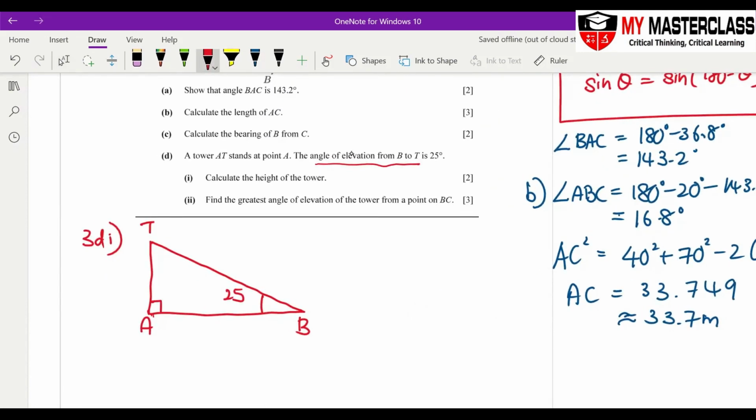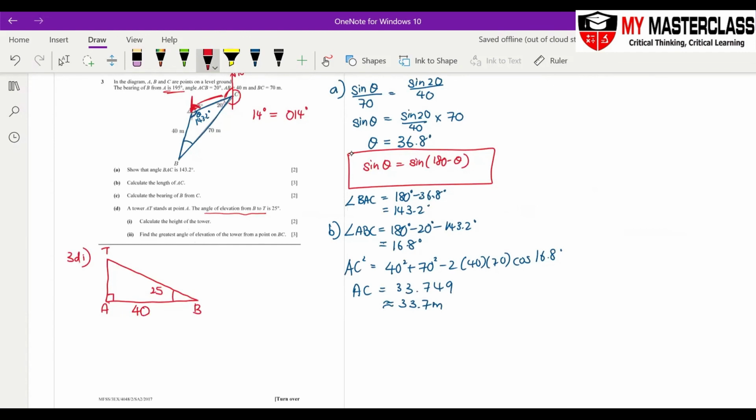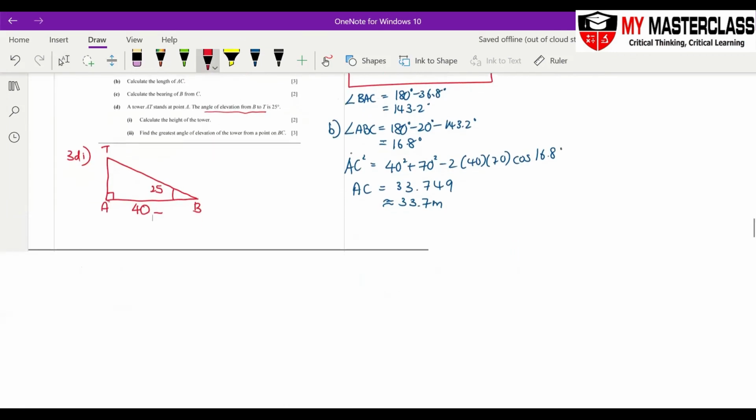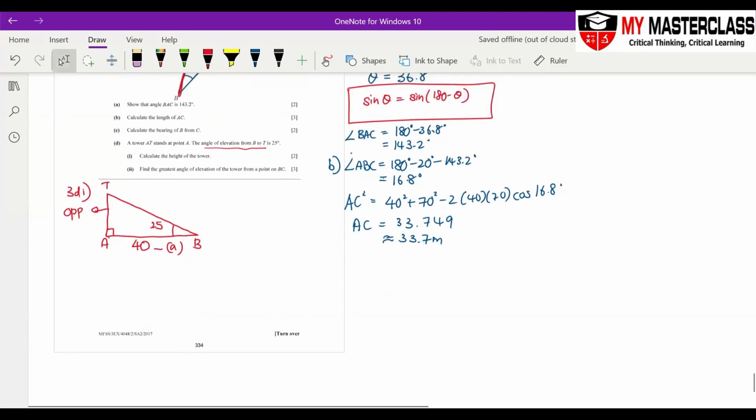Understand? A to B is how much? A to B is 40. So 25 is here. Basically, this 40 is called the adjacent. AT is called the opposite. Opposite and adjacent. Jerica, which trigo function do you use? Tangent. So write down: tangent 25 degrees is equal to AT over 40. AT is equal to 40 times tangent 25. Can you tell me the answer in 5SF?